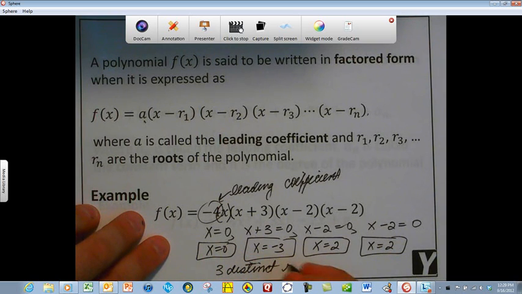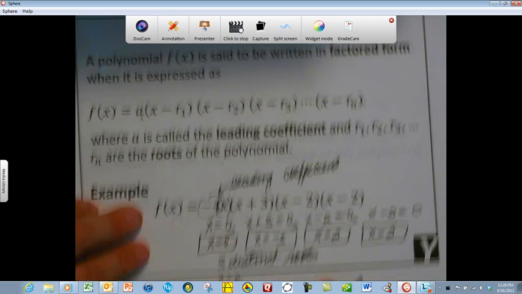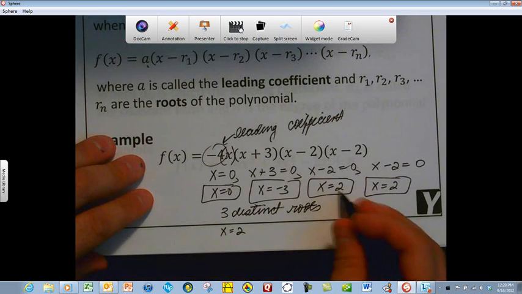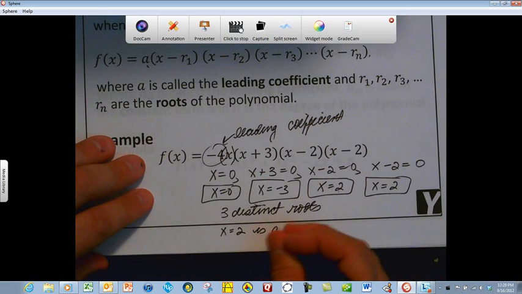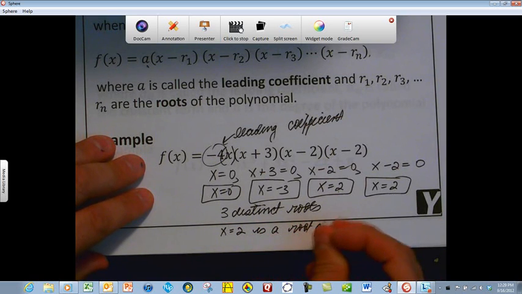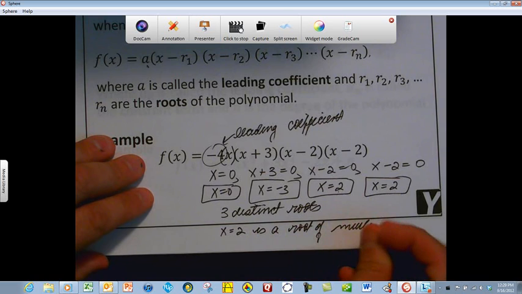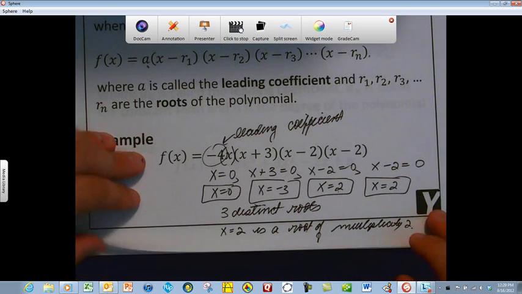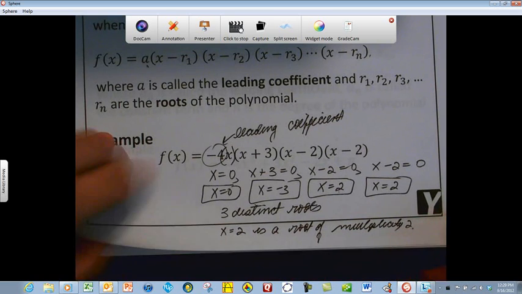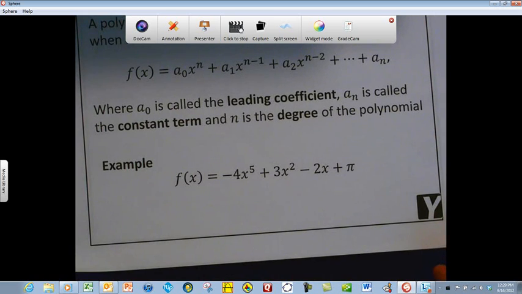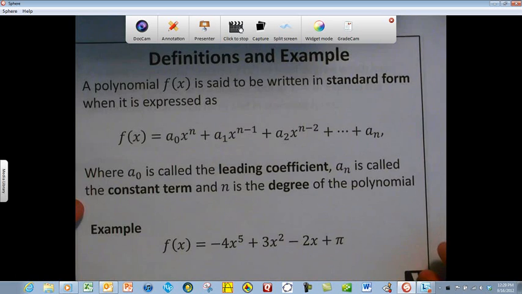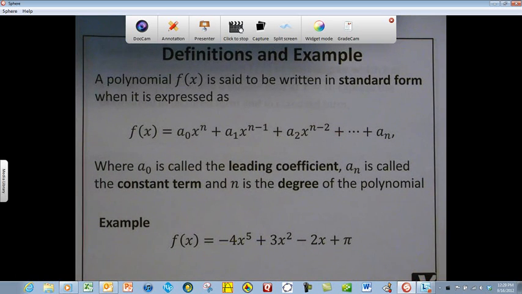Now, although it has 4 roots, there are only 3 distinct, or if you will, different roots. And x equals 2, since it shows up twice, is called a root of multiplicity 2. Okay. So let's look at another definition.